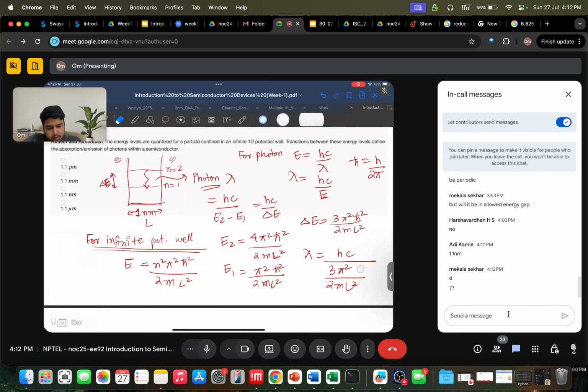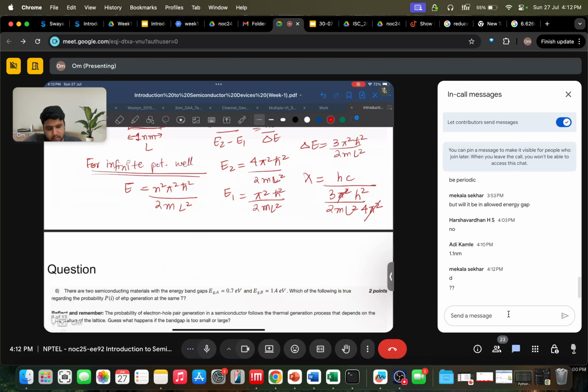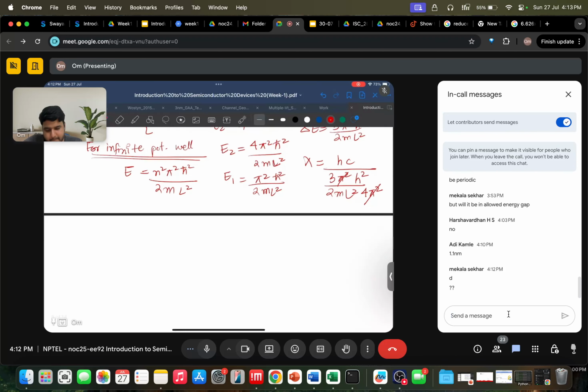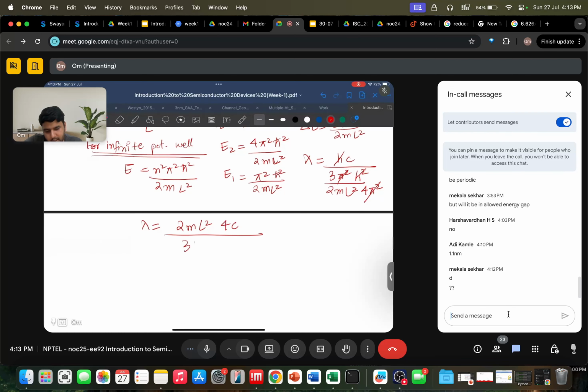So h square upon 4 pi square will cancel. So we will get lambda equals hc, and this h and h square will also cancel. We'll get 8 m L square c upon 3h, and L is 1 nanometer.